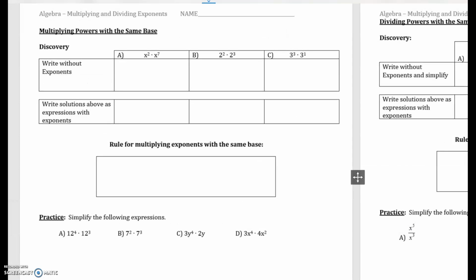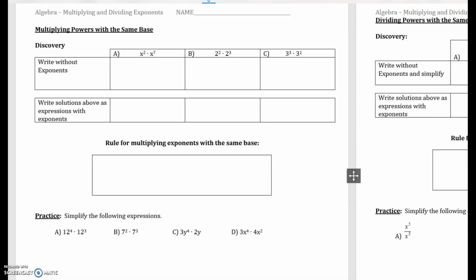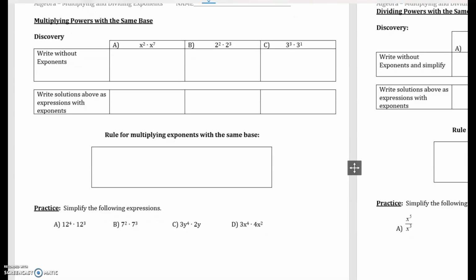Please make sure that you're following along on this worksheet. If there's not a printed copy, then go ahead and just write this in your notebook paper. Or if you want to do this on a CamiDoc and watch the video on your phone, then that's fine too. Okay, so multiplying powers with the same base.